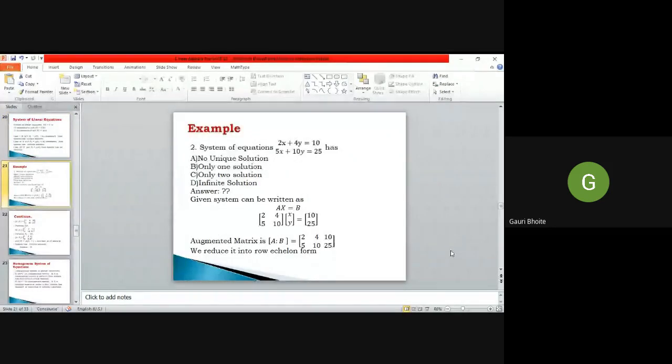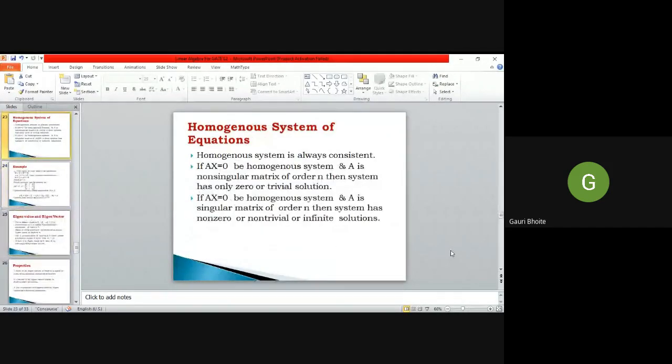Now we see this example. For a homogeneous system, just to recall, a homogeneous system is always consistent and we always write AX = 0, because all RHS values are 0. So the RHS matrix is a null matrix or zero matrix. Now a homogeneous system has either a trivial or unique solution, which is the 0 solution, or infinite solutions, which are non-zero solutions.